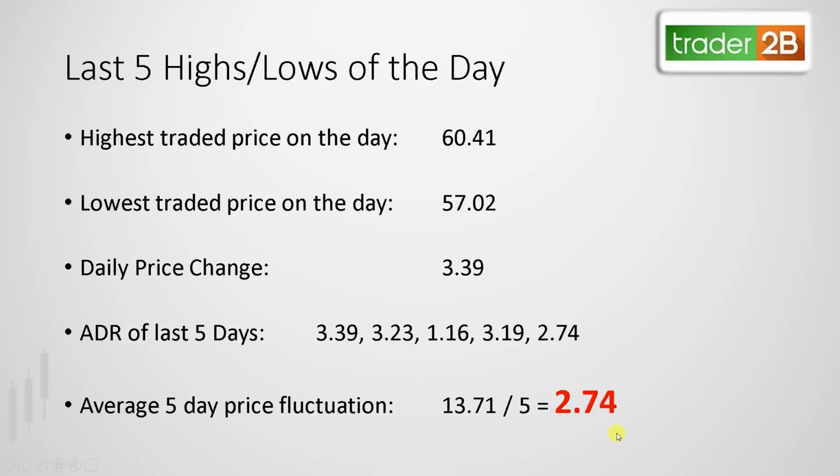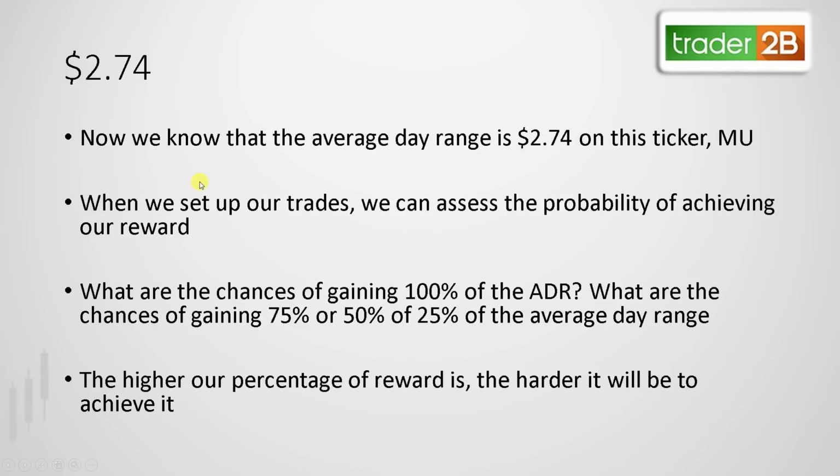What this means is that over a 5 day period, the intraday price fluctuation for Micron Technologies fluctuates about $2.74. Now that we know the average day range is $2.74 on this particular ticker, when we set up a trade for this particular stock, we can assess the probabilities of achieving our reward.